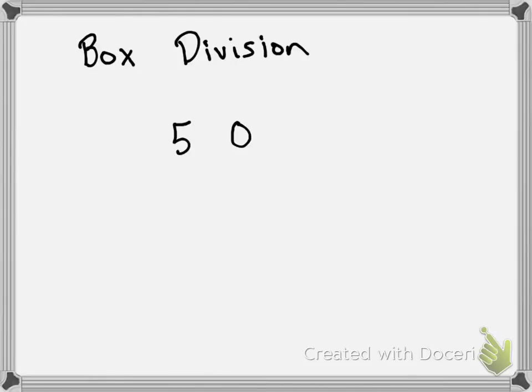to show you a method for division called box division. And to demonstrate this method, we're going to take 501 divided by 10. So in this case, our dividend is going to be 501. Our divisor is going to be 10. And our quotient is going to go on top.